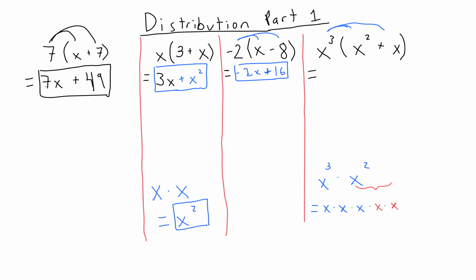So this actually is not x to the 6th. This is only 5 of those x's. So overall, we have x to the 5th power. Okay, so x cubed times x squared, we actually add those exponents. So we have x to the 5th power.